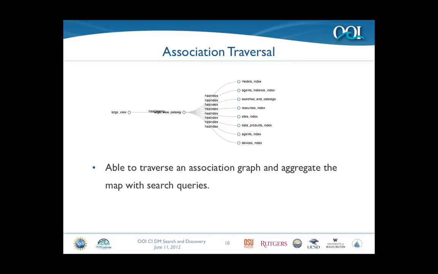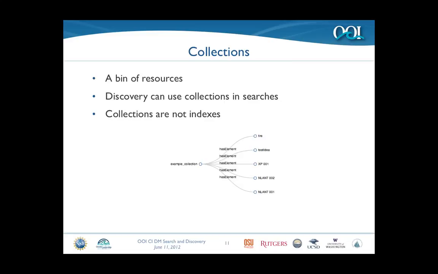Association traversal. Discovery uses a breadth-first search algorithm to traverse an association graph and return the entire graph as part of the query. Typically, it's used when aggregating the results of this with other search queries. Collections are just bins of resources.